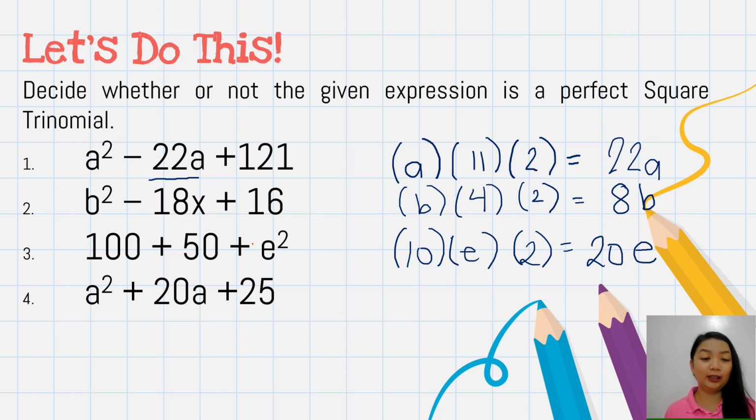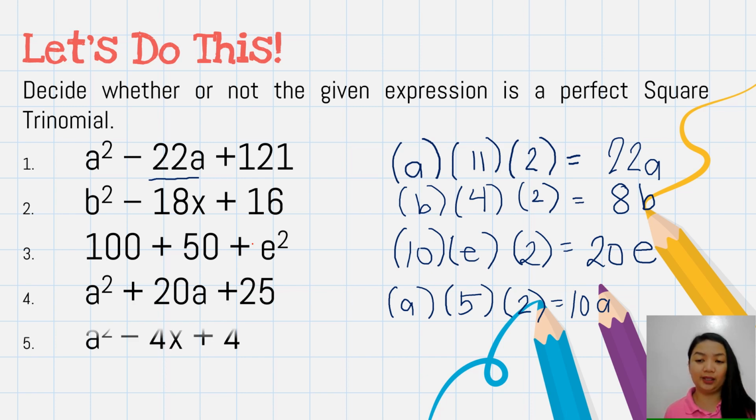How about the fourth given? It's a squared plus 28 plus 25. The square root of a squared, yes, it's a. How about the square root of 25? Correct, it's 5. And then again, you multiply it by 2. So 5 times 2 is 10, and then multiply it by a. So this should be 10a. And written here is only 20a. So therefore, it is not a perfect square trinomial.